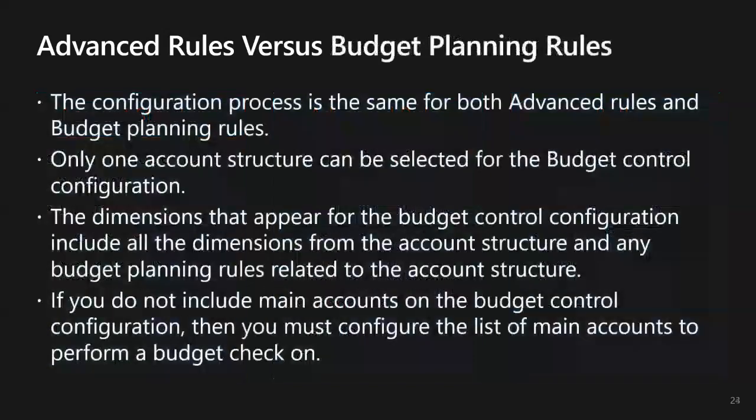So now I want to talk a little bit about the differences between advanced rules and budget planning rules. The configuration process that you use for both of these is exactly the same. And we're not going into great detail in today's session, but we are planning to do some budgeting tech talks in the future where we'll dive into this a little bit more. But I wanted to make sure we explained the difference here. So one thing that's important to note is that only one account structure can be selected for the budget control configuration.